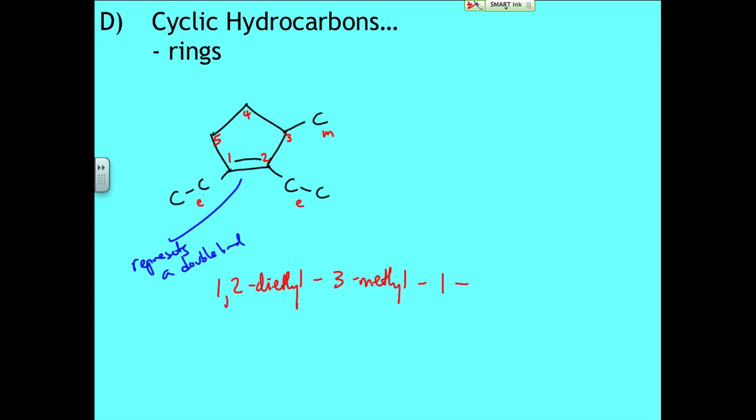The 1 tells me that's where the double bond is, and cyclopentene. The ene tells me it's a double bond, and the 1 tells me where that double bond is. It's after the 1 carbon. Feeling me on that? Brilliant.